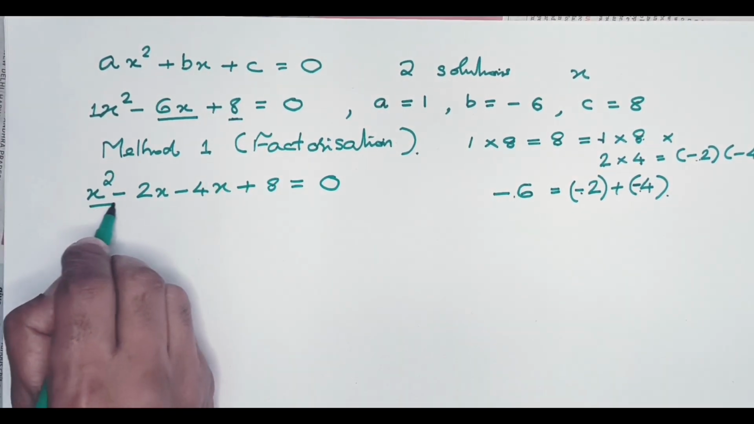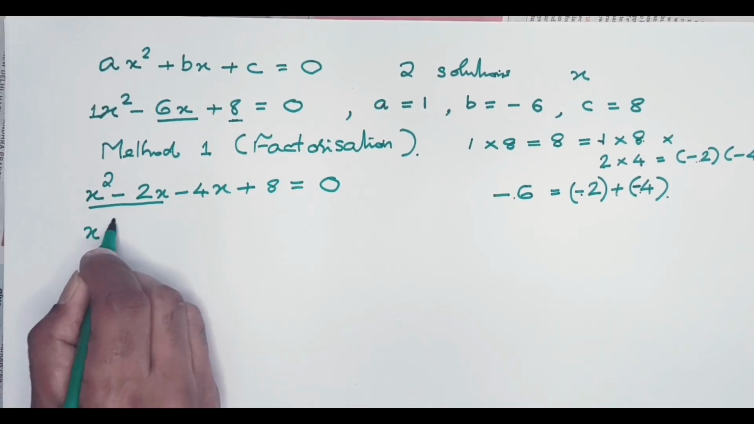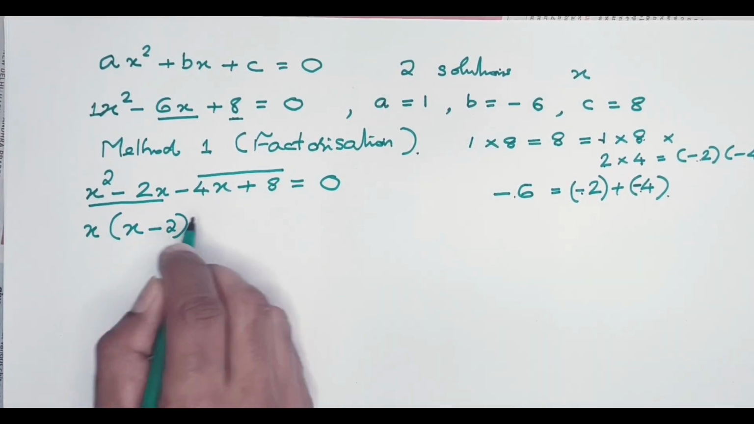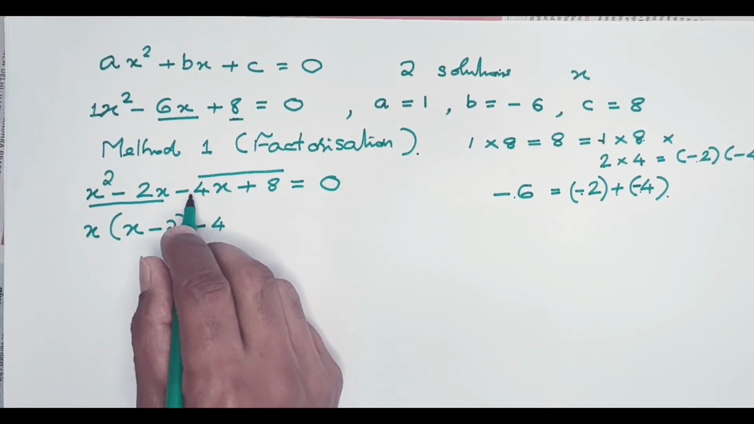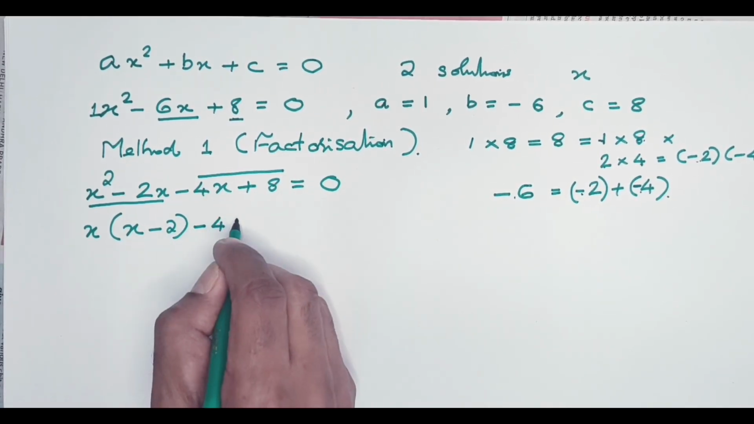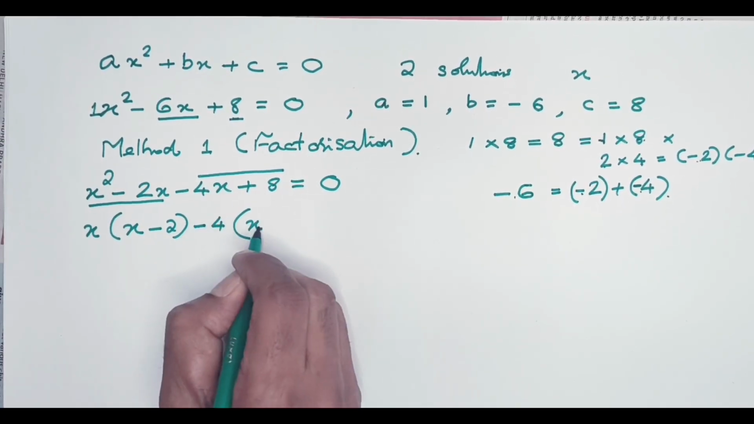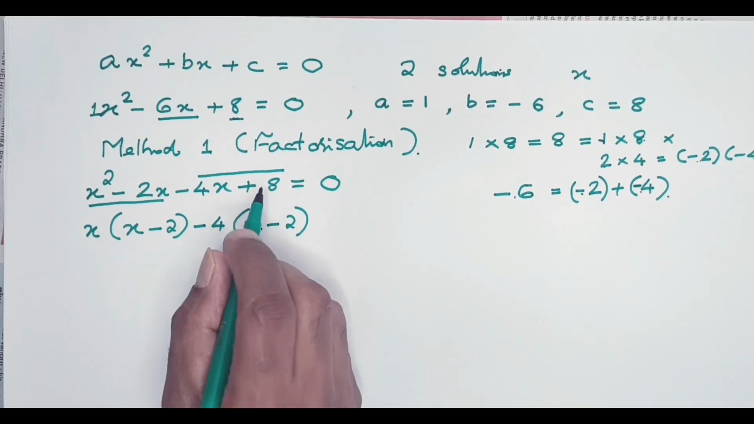Now combining these two, you can see x being common in these two terms. Let me factor it out. You get this. And if you look at these two, there is minus 4 being common. Let me take it out. See, you can say 4 or minus 4. I am taking minus 4 so that inside you will be getting x and here you will be getting minus 2. Minus 4 minus 2 plus 8.